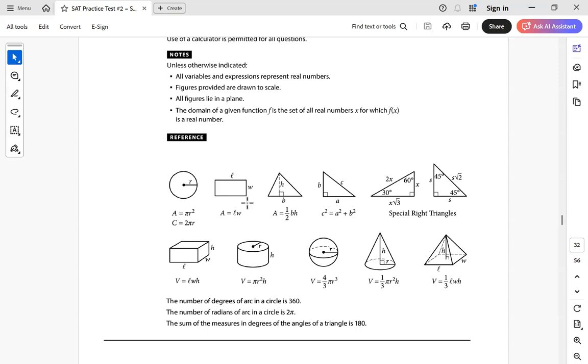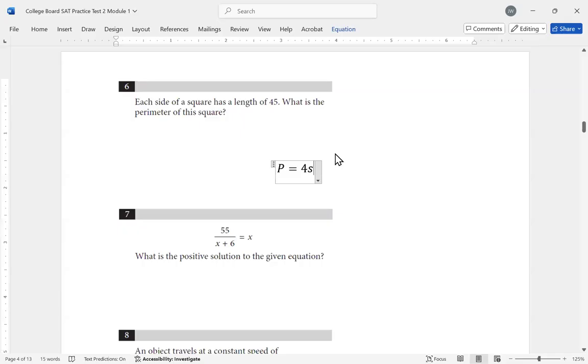Add up all the sides. 2 L's plus 2 W's. If we're talking about a square, it's 4 times the side length. So in this case, that is 4 times 45, which is equal to 180. And so the perimeter of the square would be 180 units, whatever units we'd be dealing with. It doesn't give us units, so 180 is our final answer.